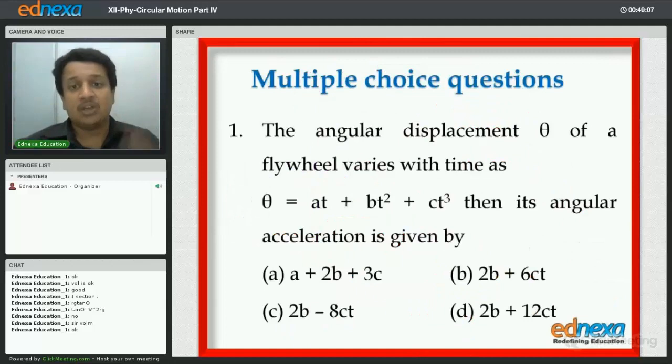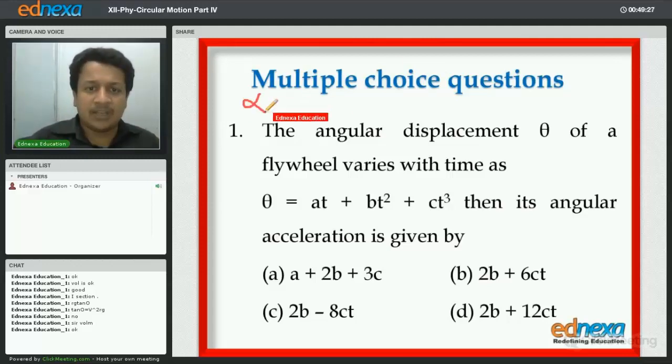If you are getting it, let's solve a few MCQs. First MCQ is on your screen. The angular displacement theta of the flywheel varies with time as theta equal to at plus bt square plus ct cube. Then angular acceleration, what is the formula for angular acceleration? The basic formula of angular acceleration alpha is d omega by dt.